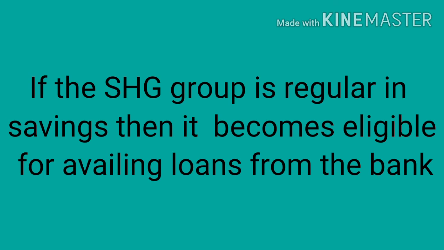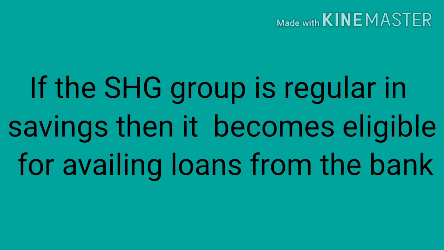So once again, if the group is regular in savings, it becomes eligible for availing loans from the bank, and the loan is sanctioned in the name of the group, and it's meant to create self-employment opportunities for the members. The SHG helps the borrowers to overcome the problem of lack of collateral and the documentation required also. If we are a member of this group, then there is no need of having collaterals and other detailed documentation, which is very important for the terms of credit.